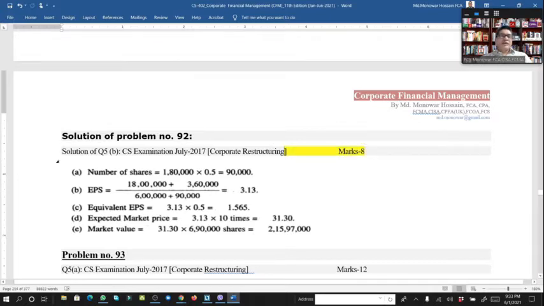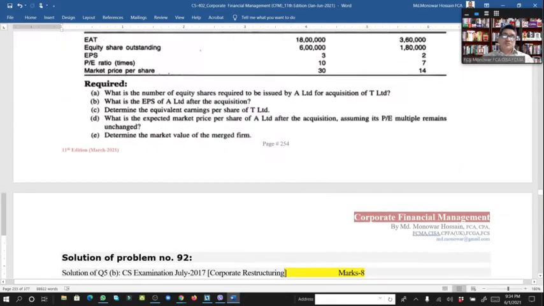So here 5 calculations. Number 1, number of shares. T limited has 1,80,000 shares and conversion is 0.5 share of A limited. So 0.5 multiplied by 1,80,000. So 90,000 shares have to be issued for acquiring T limited by the A limited. It's okay, clear. Only 90,000 shares have to be issued.